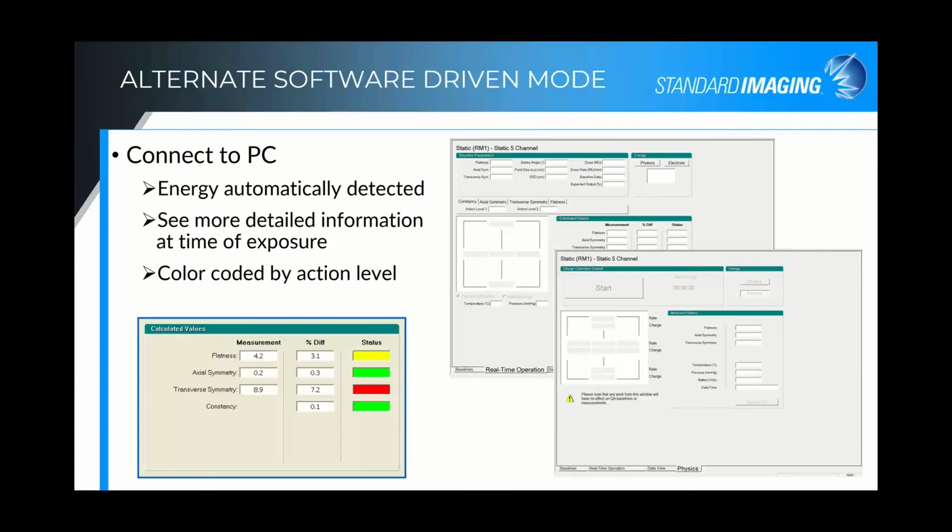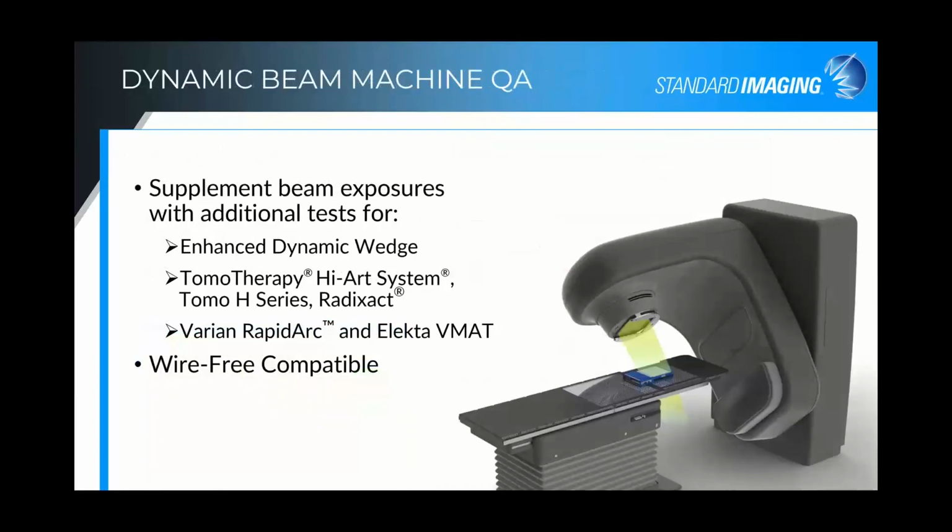And typically, if there is a reason, so if you want to do dynamic wedges or things like that, that's kind of where some of the software functionalities might come in. So, for dynamic measurements, if you want to do rotational, we can do that as well. We can do enhanced dynamic wedges. We can also have a capability to do tests for tomotherapy systems.